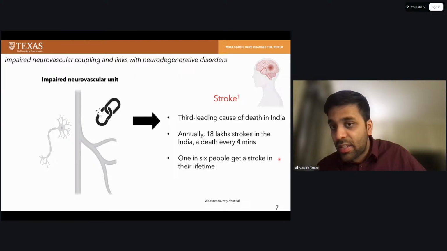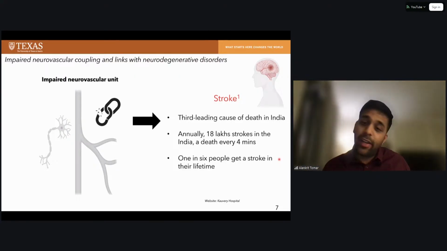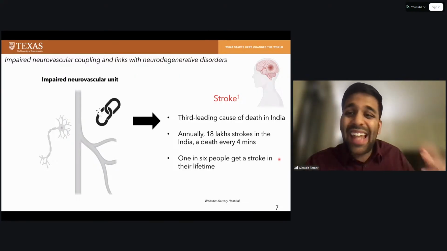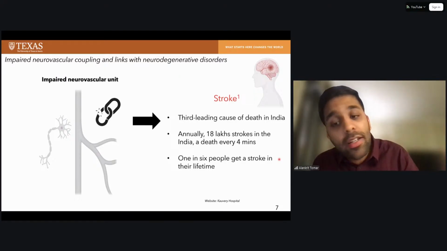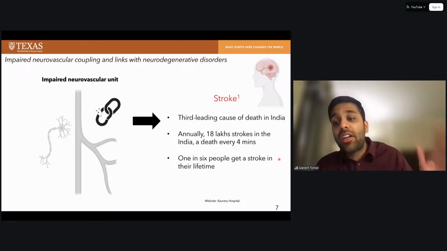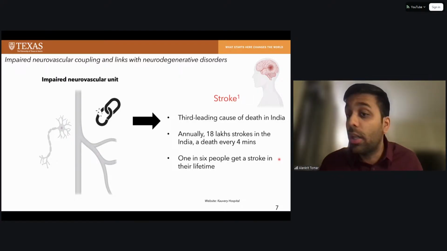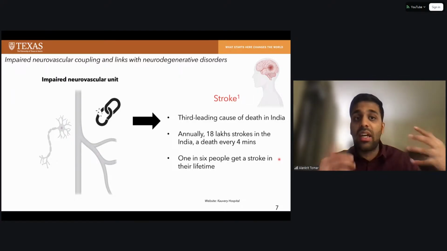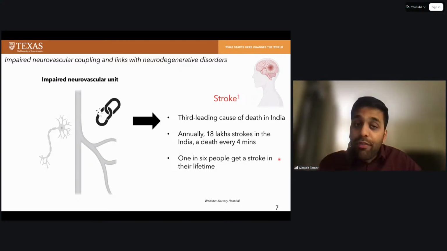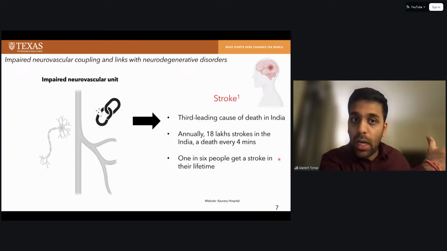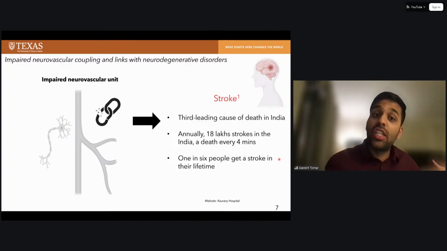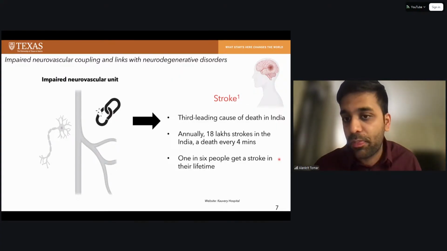The stroke is a third leading cause of death in India. Annually, 18 lakh strokes occur, with a death occurring every 4 minutes. 1 in 6 people get a stroke in their lifetime across the world. So as you will imagine, this is a big problem, and it falls in the non-communicable disease target that UN SDG has been talking about.